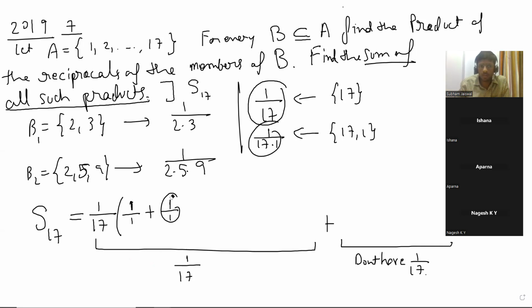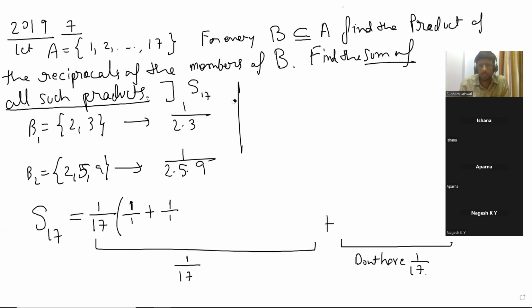So we change the definition a little bit, that it's for all subsets. Then according to that, it is S16 exactly. Okay. So this will become 1 by 17 times S16. I hope everybody is following this. And then what about this one that don't have 17? Plus 1?